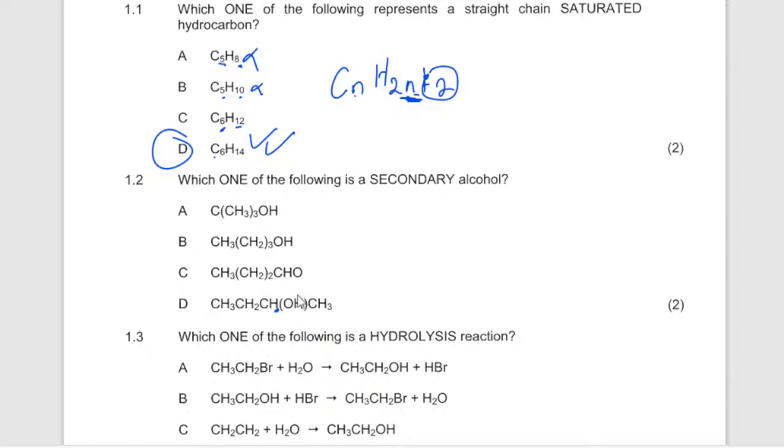So if you draw the structural formula, you see that this one is here, which shows that now this carbon, it has this side and also has this carbon which is attached to the carbon atom with a functional group. So D becomes the most correct answer.